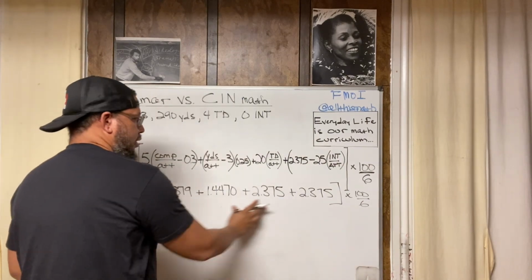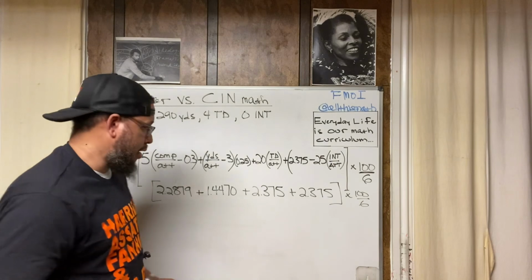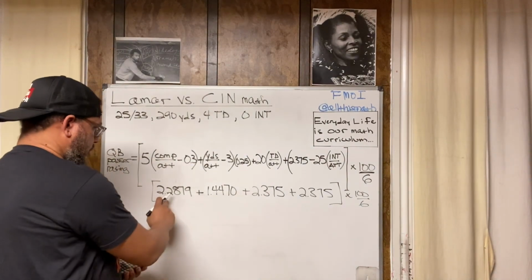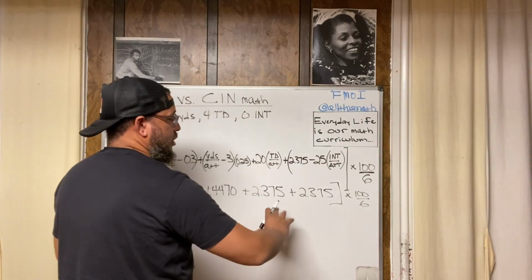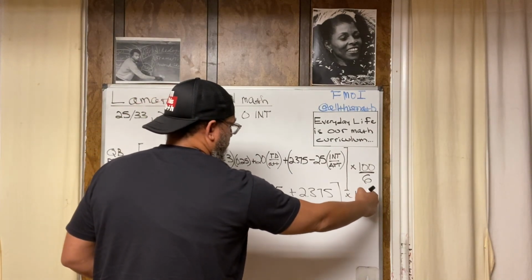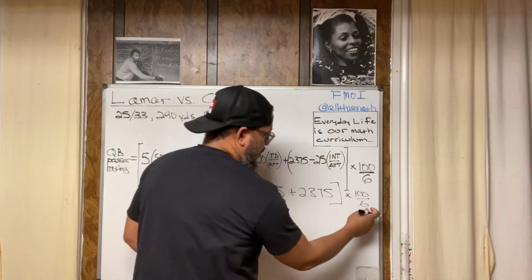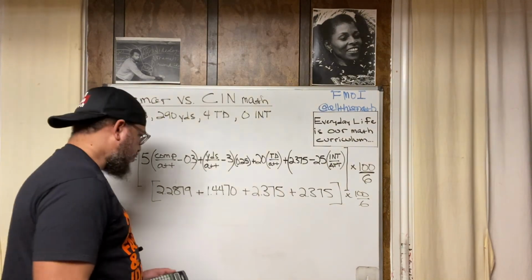So first I'm going to add these up. Again, order of operations. So we're practicing a lot of math skills while we're talking about football, right? So we're adding these up: this number plus this number plus this number plus this number. Then we're going to take that sum, multiply it by 100, and then divide by 6. Or if you want to, you can take this sum, divide it by 6, and then multiply by 100. It doesn't even matter. You're going to get the same result.